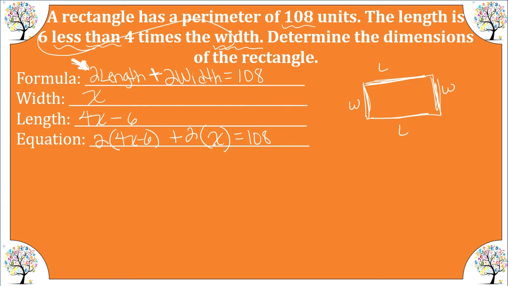Now we're going to distribute. So 2 times 4X, 2 times minus 6, plus 2 times X equals 108. Let's combine our like terms. This is 10X minus 12 is equal to 108. Let's solve for X, which is our width. We're going to add 12 to both sides.